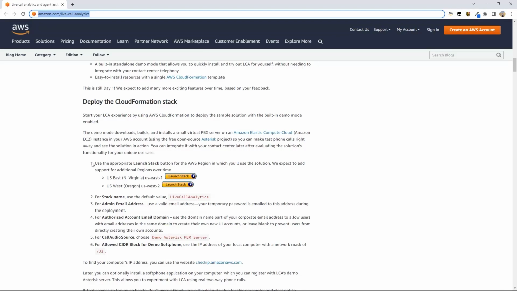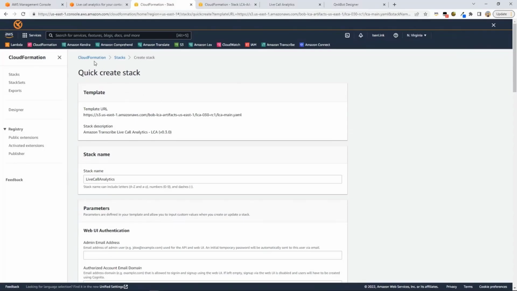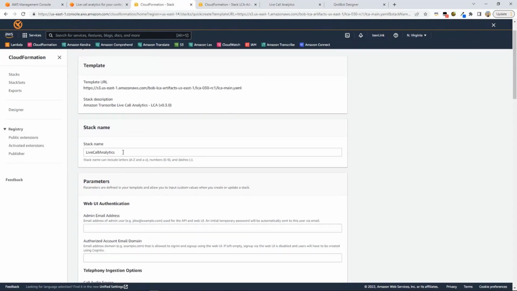You can do this very easily. You click the button. If you already have an AWS account, it will ask you to log into it. If you're already logged into it, it's going to take you straight to this page within the AWS CloudFormation section of the AWS console. And this is where you can launch, basically install, the solution that we just saw. So it asks you for a stack name, which you can just leave as default.